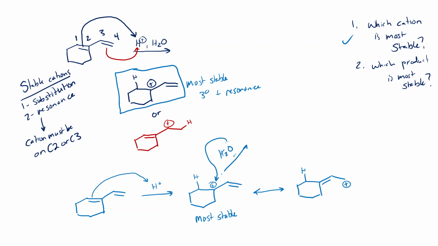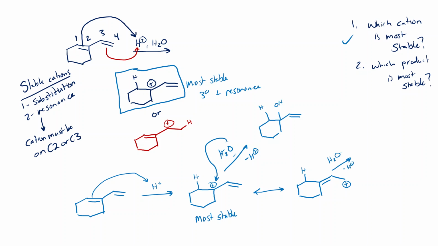Water attacks the carbocation, and we get, I'm going to throw in a minus H plus in there just because I don't want to draw these things too many times. And here's one possible product. This is the 1,2 addition, right? The hydrogen is added to carbon 1, the OH is added to carbon 2. We get that, right?